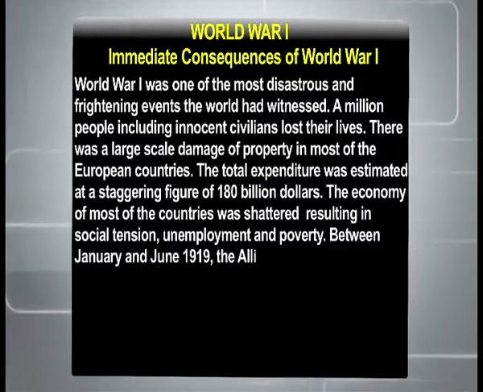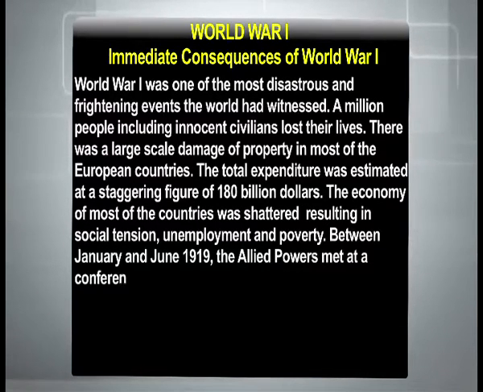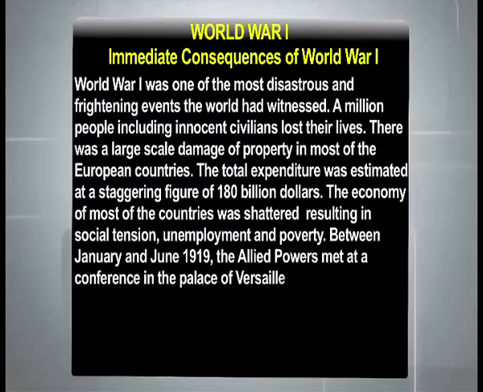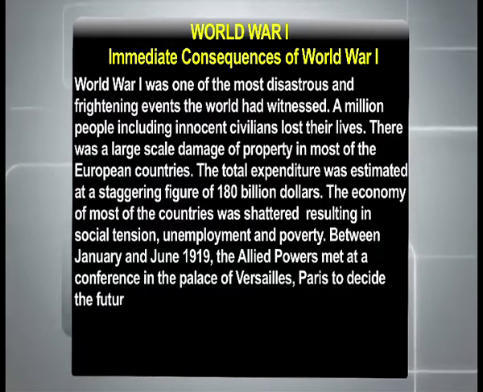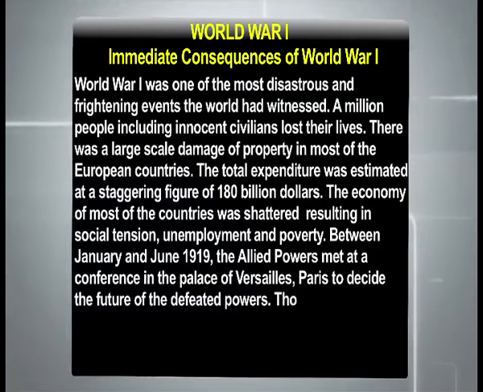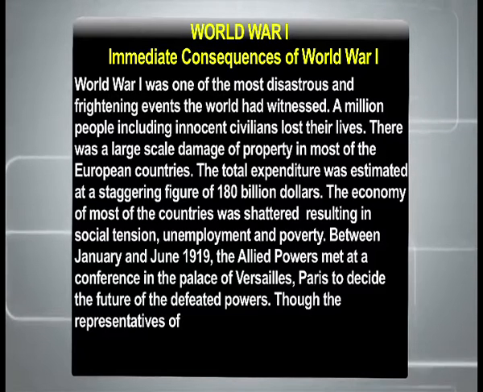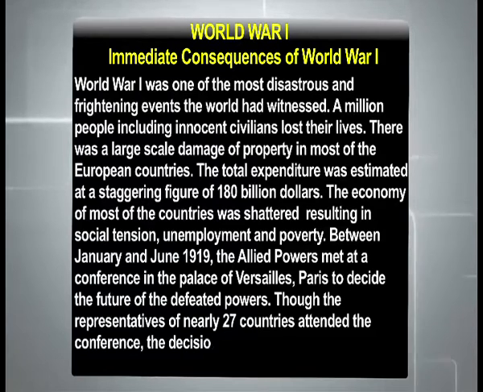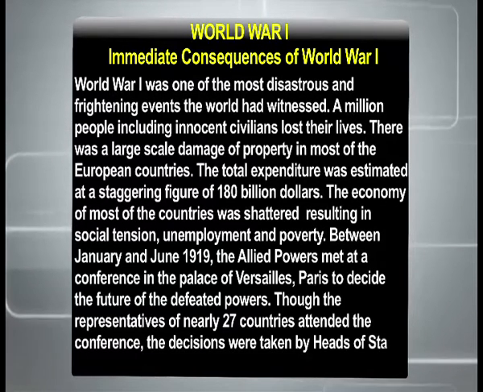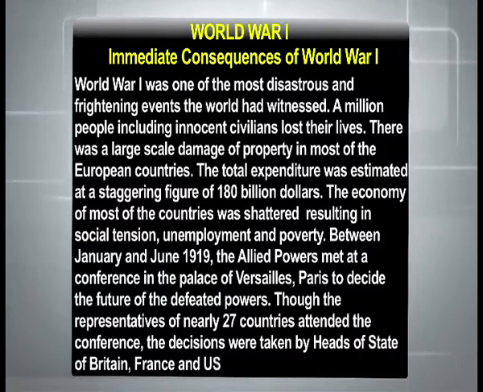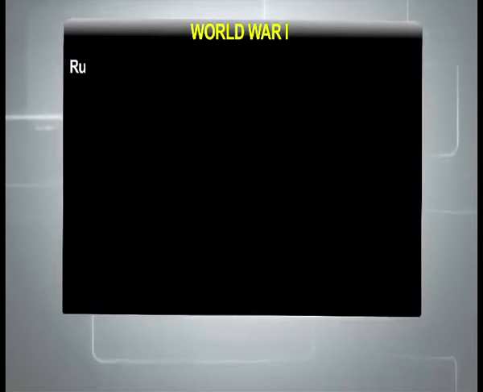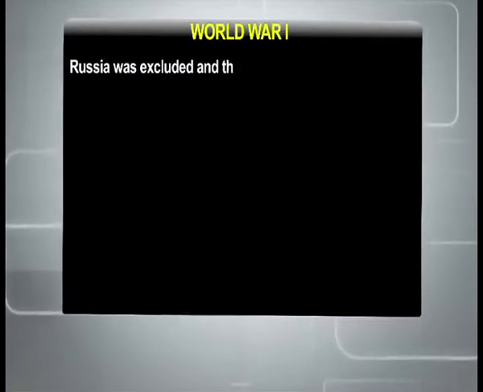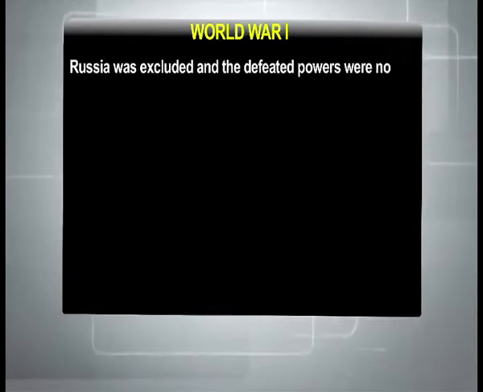Between January and June 1919, the Allied powers met at a conference in the Palace of Versailles, Paris, to decide the future of the defeated powers. Though the representatives of nearly 27 countries attended the conference, the decisions were taken by heads of state of Britain, France and US. Russia was excluded and the defeated powers were not allowed to attend.